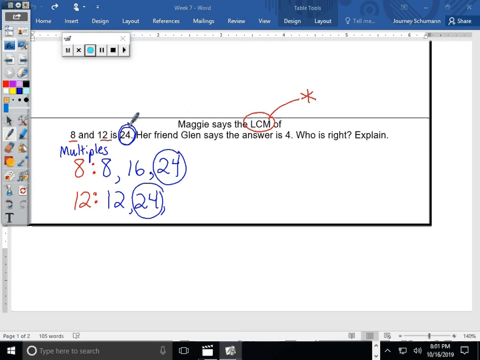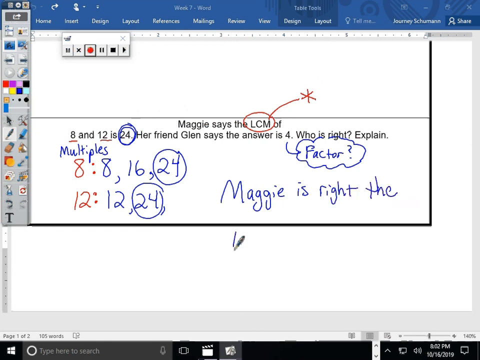4 is smaller than 8 and 12. Maybe 4 is something more like a number that I could use to divide into or to get 8 and 12. Maybe 4 is more like a factor. I'm just thinking about that. Maybe 4 is a factor. It looks to me like the LCM is 24. So it says, who is right? Maggie says the LCM is 24. Her friend Glenn says the answer is 4. So why don't we say, we've discovered Maggie is right.